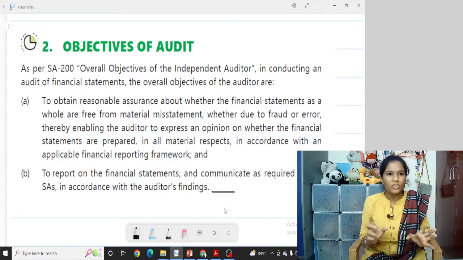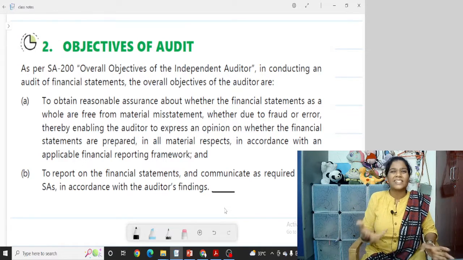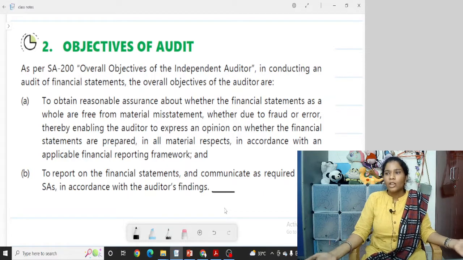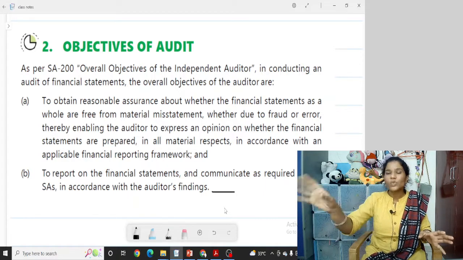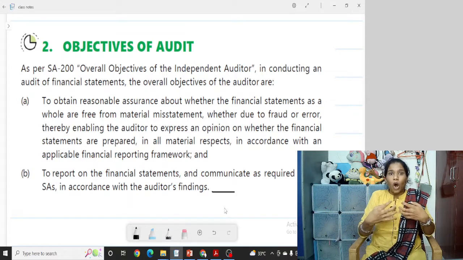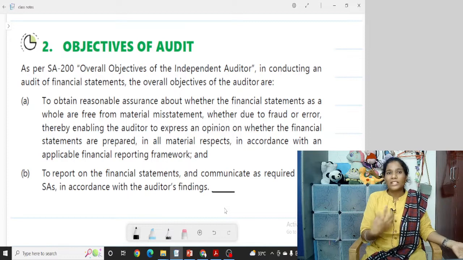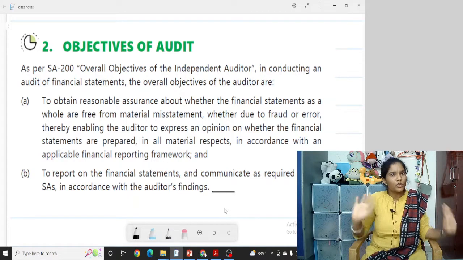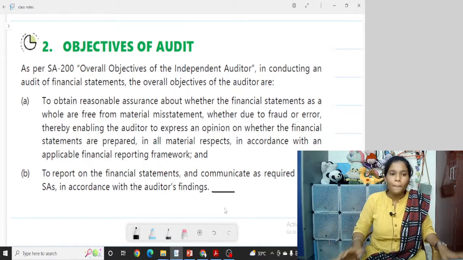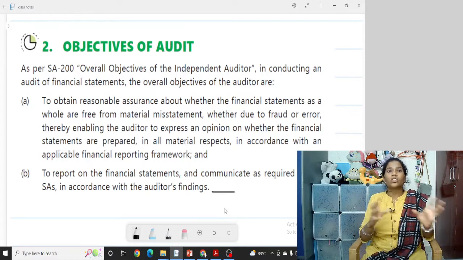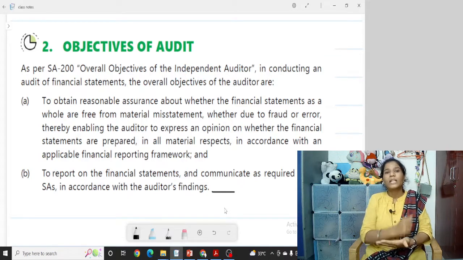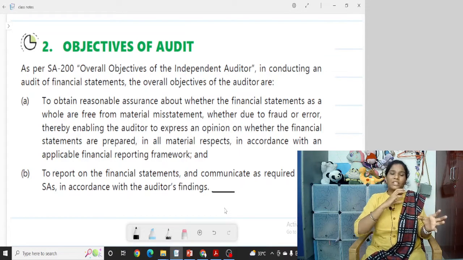One more thing is that there is something called standards on auditing. What is a standard? Standard means you have to do this work only in this way. Somebody is standardizing everything, right? Who standardizes the auditing protocol, the way of auditing? CA Institute does. Later on I will give more information, but for now remember standards on auditing, SA: auditing standardized rules.